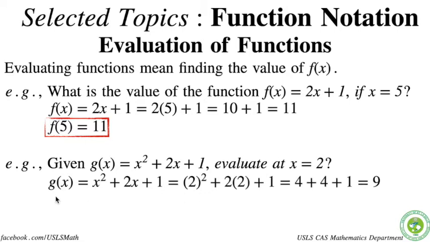So we have g of x equals x squared plus 2x plus 1. This is our original one. Substituting all the x by 2 as given here, so 2 squared plus 2 times 2 plus 1. That's going to give us 4 plus 4 plus 1, which is 9. So we can see that g of 2, again, we change our x to 2, is equal to 9. That's how we evaluate functions.